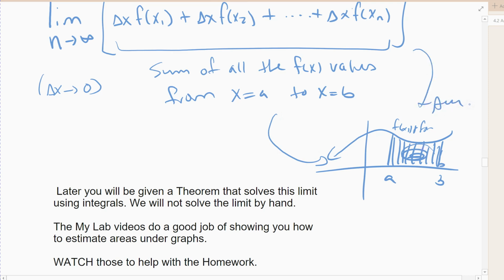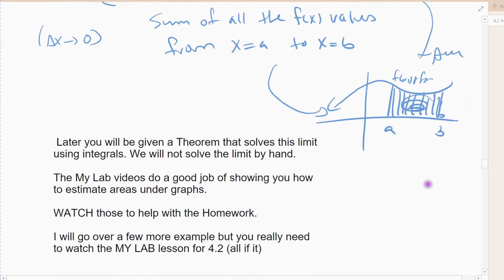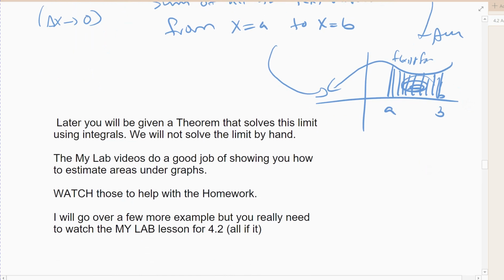Alright, now, later we're going to give you a theorem that solves this special limit. We do not solve this limit by hand. It's way too hard to do. That would be something you would do in the other calc class and higher level mathematics. So again, unlike the derivative, we will not be solving this limit by hand. But what we're going to do is practice doing the Riemann sums, the left and right hand sums. Alright?